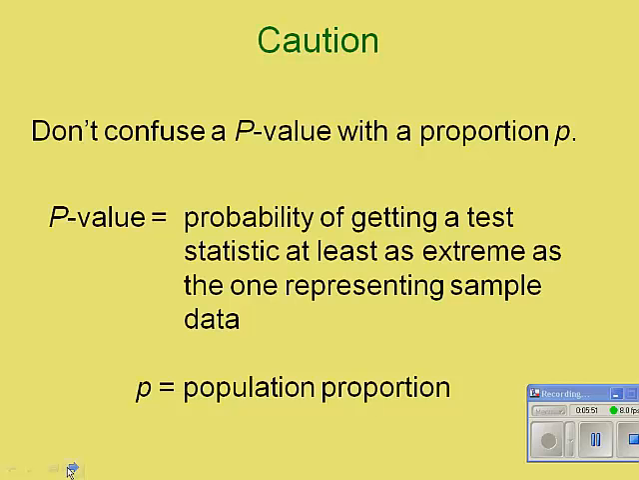Caution. Now, we said this yesterday. Don't confuse big P, the probability of getting a test at least as extreme, with the little proportion value P. Just don't confuse those.